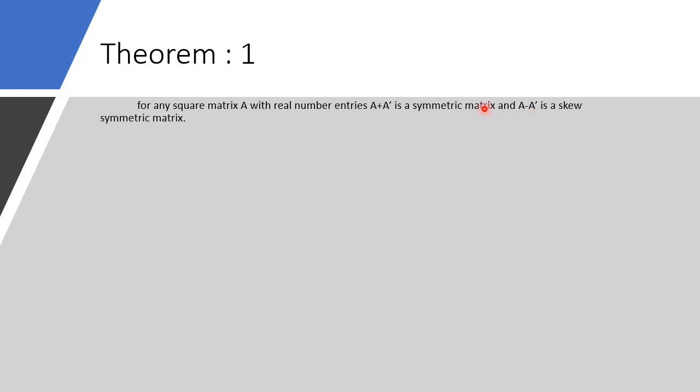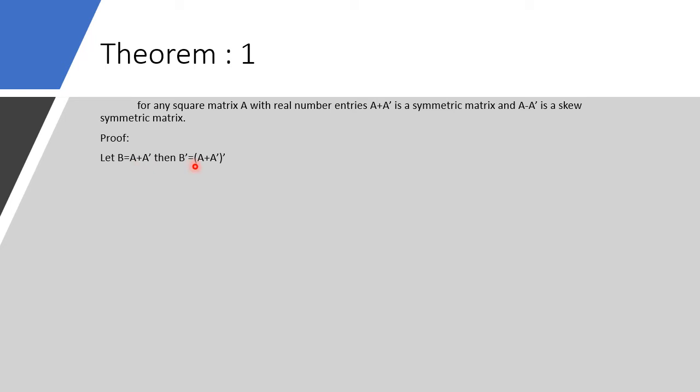Okay, so remember students, if you have any matrix A given, any square matrix, then A plus A dash is a symmetric matrix and A minus A dash is a skew symmetric matrix. How? So let me see the proof. First thing is, let B be equal to A plus A dash.